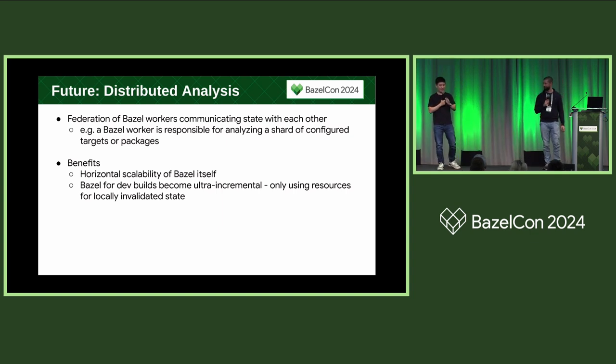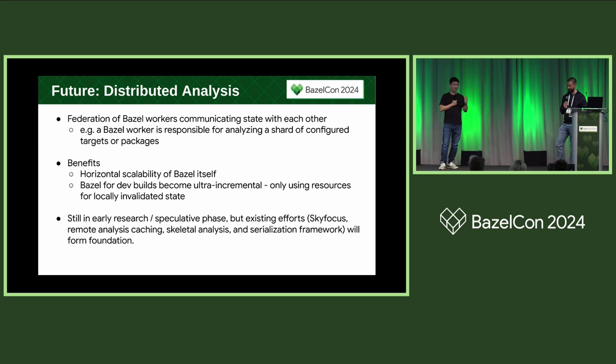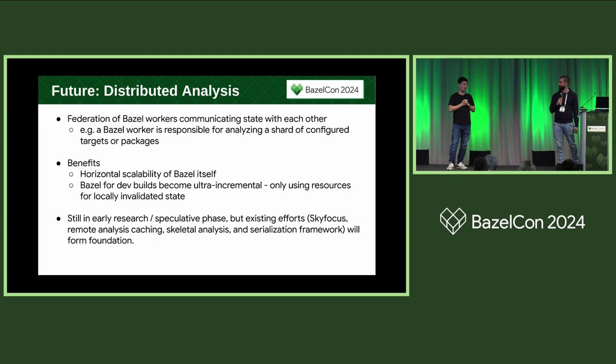and then ideally you have a horizontally scalable Bazel itself. And also a nice second order effect of this is Bazel on your machine, assuming that you can now talk to this cluster of Bazel workers, becomes ultra incremental, because now you only need resources for your local invalidated state. Current state is that this is still in very, very early research. Yeah, an extremely speculative phase. But all the ideas that we talked about earlier do form the foundation of this idea.